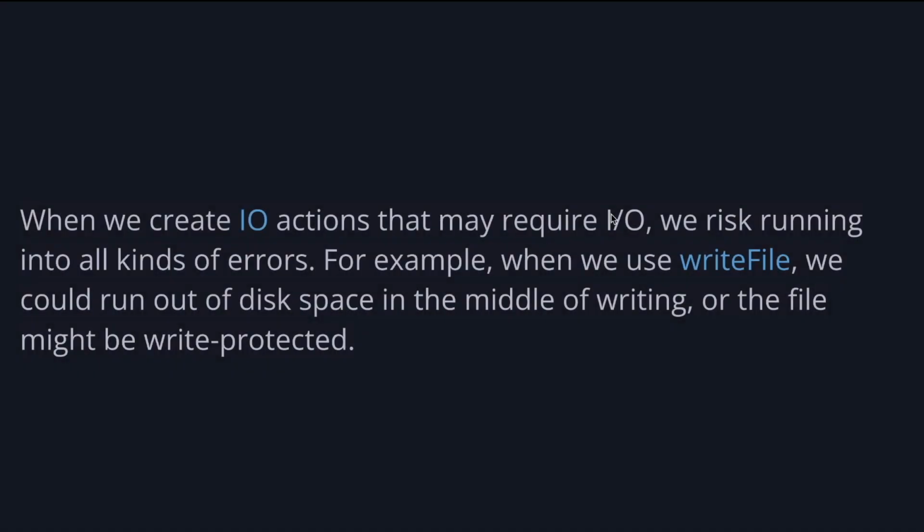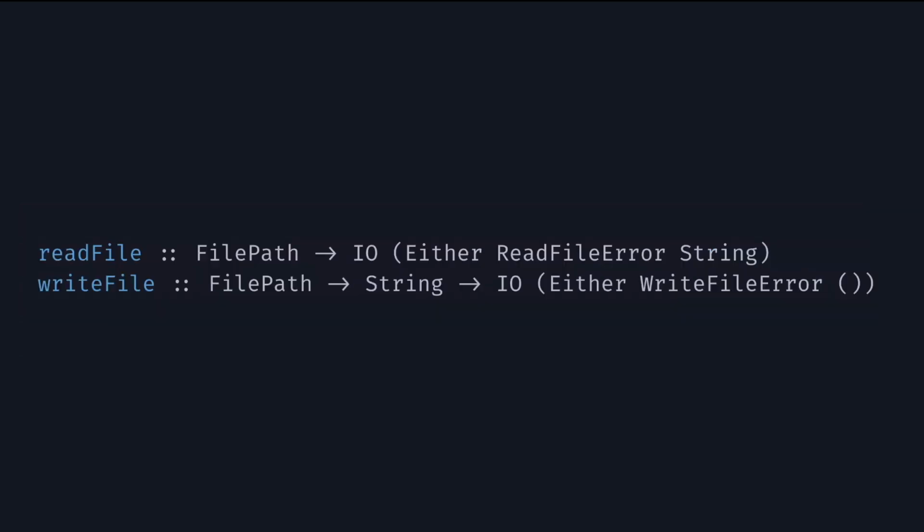When we create I/O actions that may require I/O, we risk running into all kinds of errors. For example, when we use writeFile, we can run out of disk space in the middle of writing, or the file might be write protected. While these scenarios are not super common, they are definitely possible. We could have potentially encoded Haskell functions like readFile and writeFile as I/O operations that return Either.